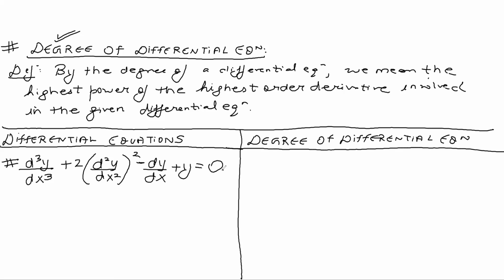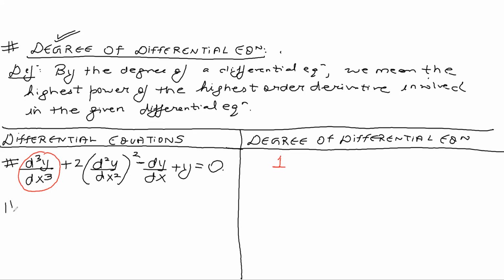Now the second thing, look at the highest order derivative. What is the highest order derivative here? d cube y by dx cube. What is the power of d cube y by dx cube? It's d cube y by dx cube whole raised to the power 1, so the degree of the differential equation is 1. d cube y by dx cube is the order. It is raised to what power? 1. So the degree of the differential equation is 1.